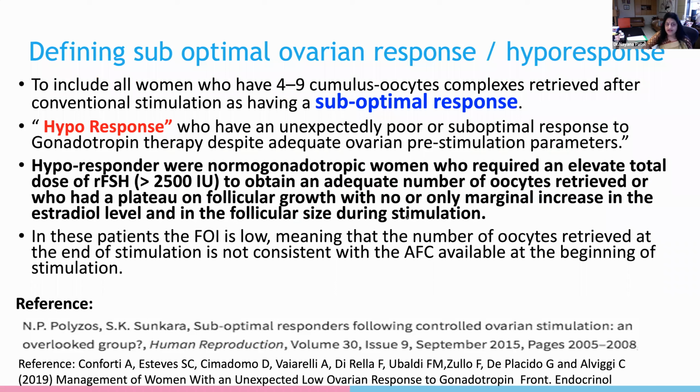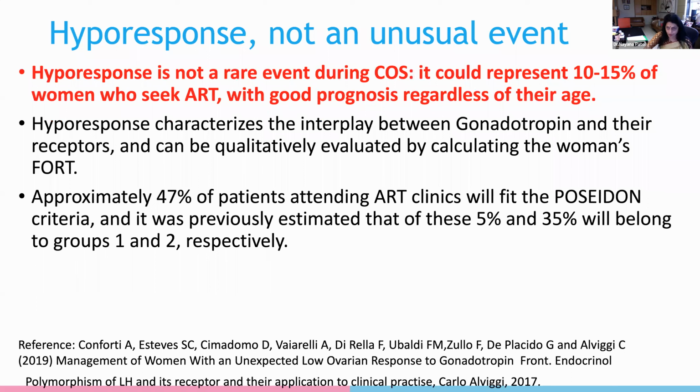So now, how do we define suboptimal response? When it is 4 to 9, and hyporesponse is when it is unexpectedly low. So even women who consume more than 2,500 of FSH or LH and still give low follicle output are considered a suboptimal responder. And low FOI is definitely a suboptimal responder.